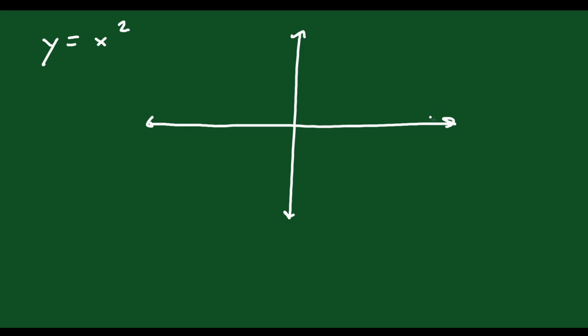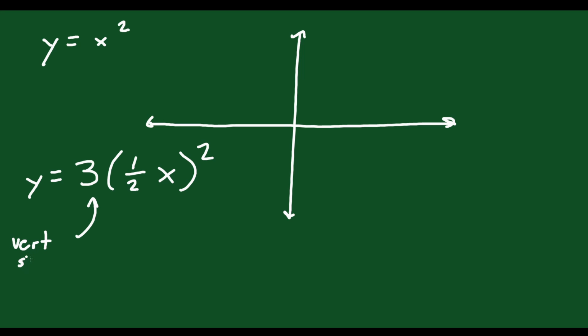Let's do a question where we have maybe multiple transformations. Like what if I have y equals 3 and then a half x squared? So this 3 on the front, we know what that does, right? It's a vertical stretch by a factor of 3. I know what the inside does, right? That's a horizontal stretch by a factor of a half.